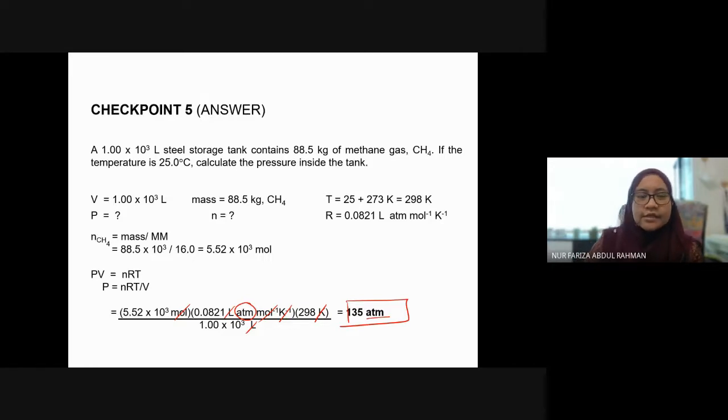So that is checkpoint 5. Please make sure that you convert everything that needs to be converted, based on the unit of R. Like kilograms, you have to convert into grams, and degrees Celsius you have to convert into Kelvin. If later you have pressure, make sure that the pressure is in atm instead of torr, mmHg, or pascal. Please make sure that you do that first before you insert into the formula.